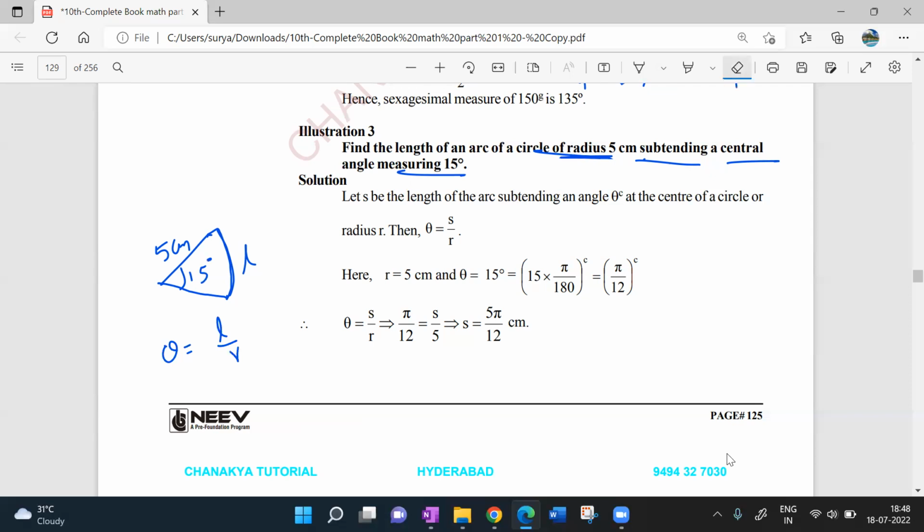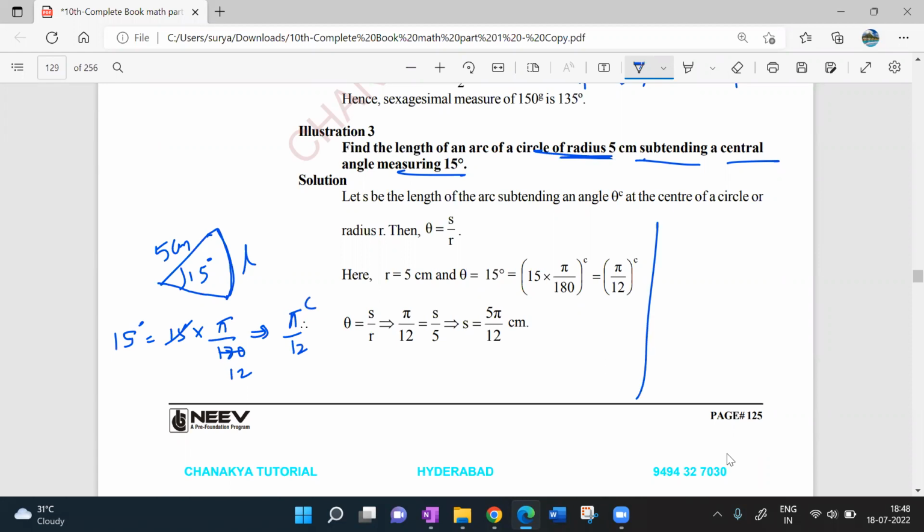All right, do you understand my point? What I'm trying to say here is 15 degrees is given, beta. How do you convert 15 degrees into radians? I'll be multiplying it by pi by 180. 15 ones, 15 twelves. So pi by 12 radians.